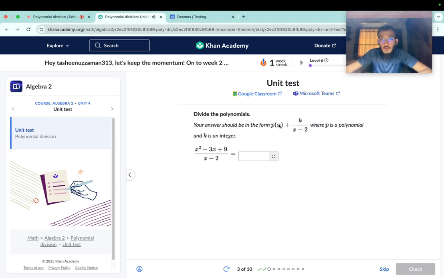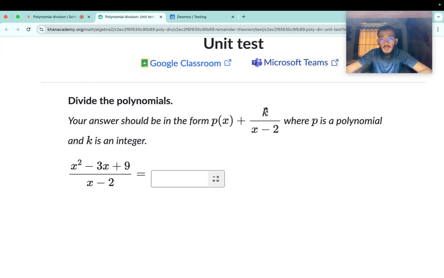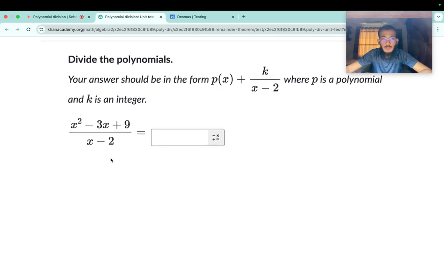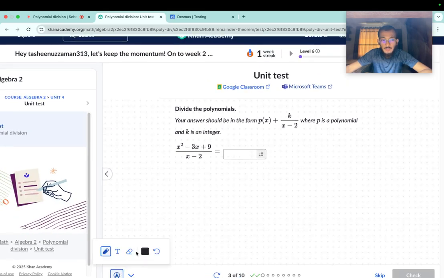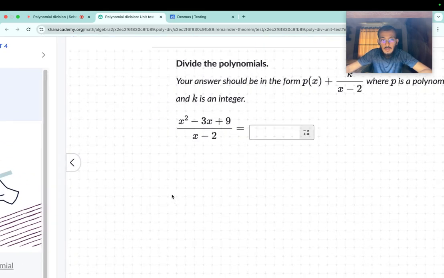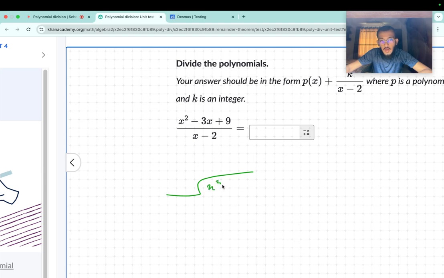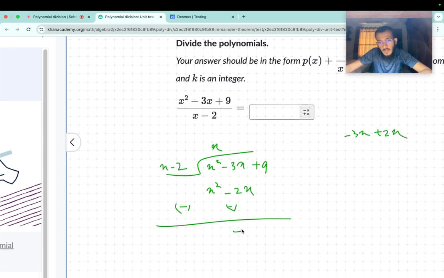Your answer should be in the form polynomial of x plus k upon x minus 2, where p is a polynomial and k is an integer. We have to divide x squared negative 3x positive 9 with x minus 2. So first thing is x, so x squared negative 2x. We subtract this, so this becomes positive. So negative 3x positive 2x becomes negative x positive 9.